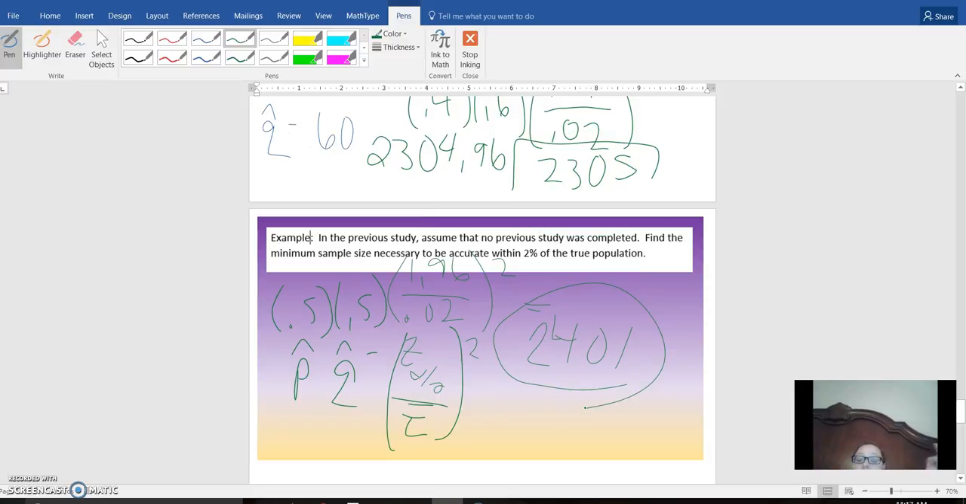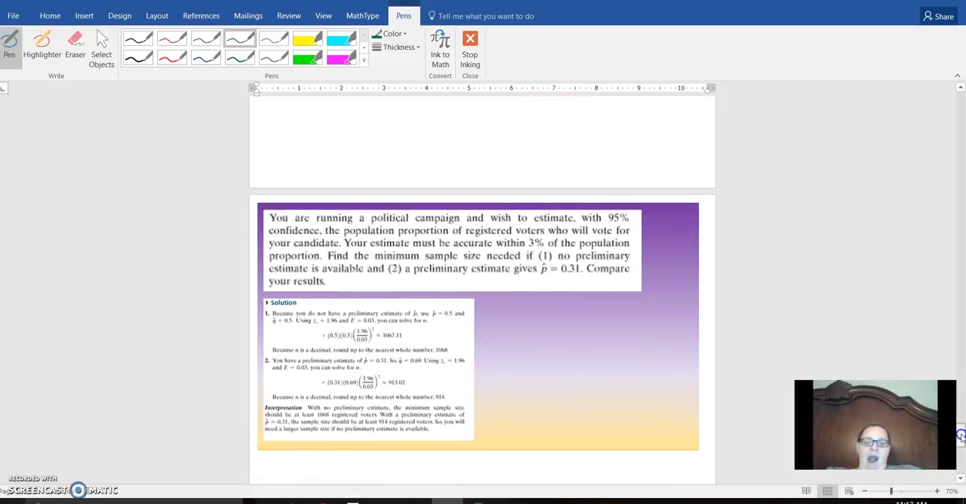And so this time, if no previous study was done, we would have to do 2,401 people versus 2,305. So like 100 more people. Let's do another one.